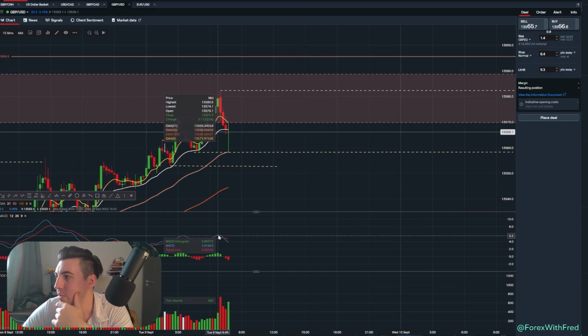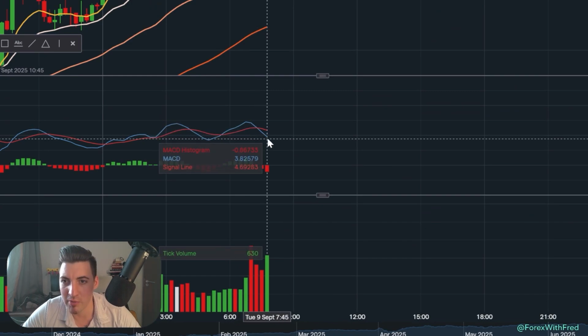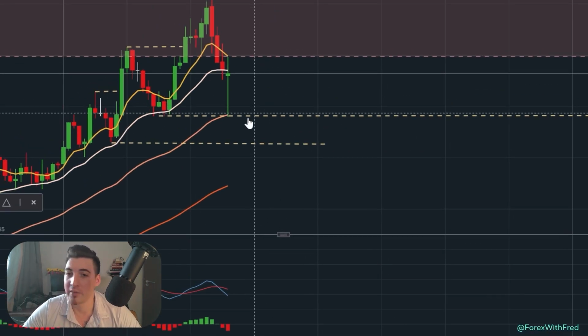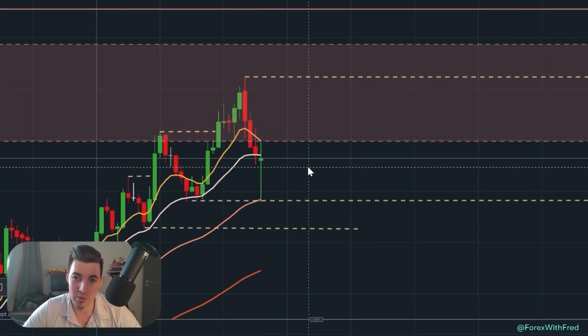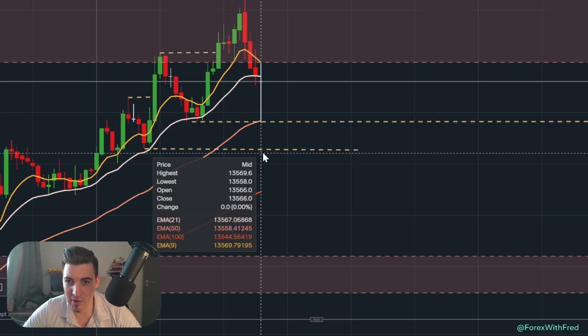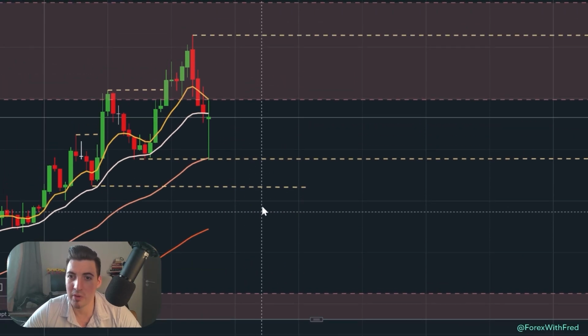The MACD, so you can see that this blue line has crossed below the red line, indicating a slight downturn. So as I said before, we could be looking at a short if it closes below this previous low, and potentially hits around here. Let's take a look. We'll see what the price does.